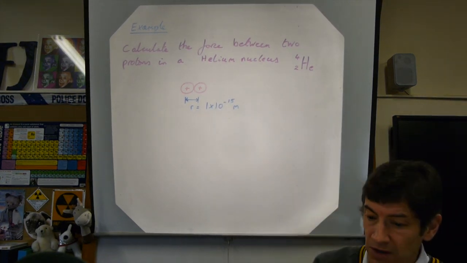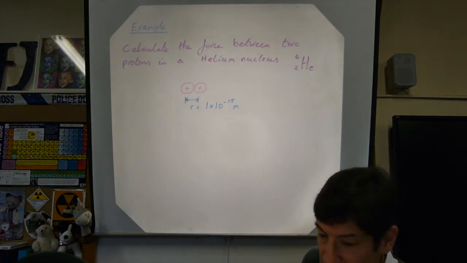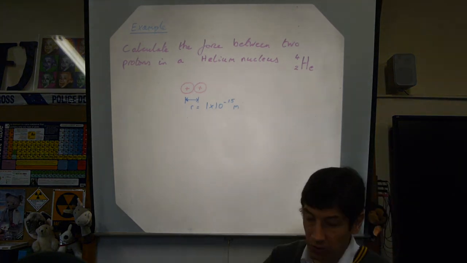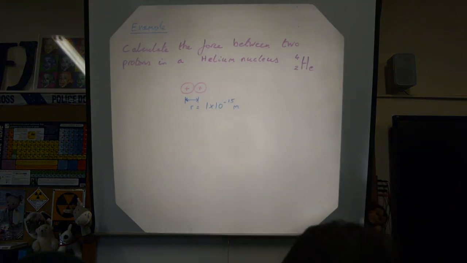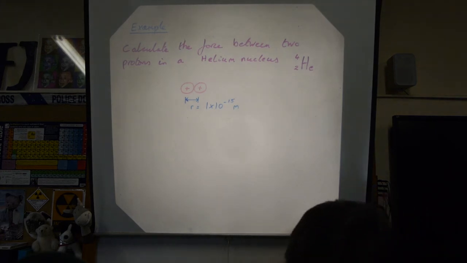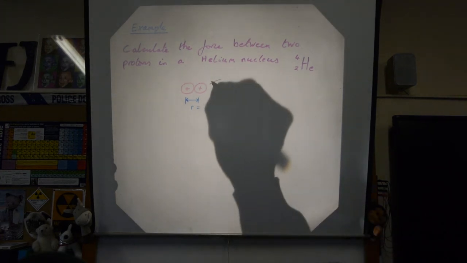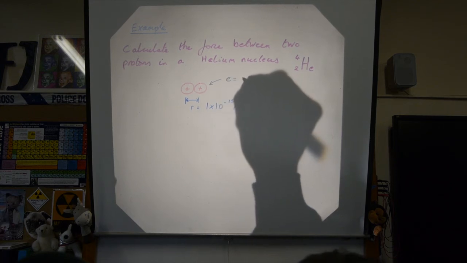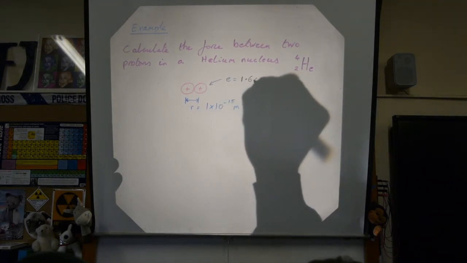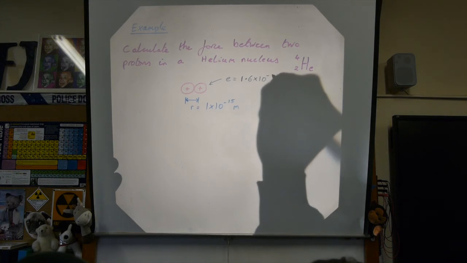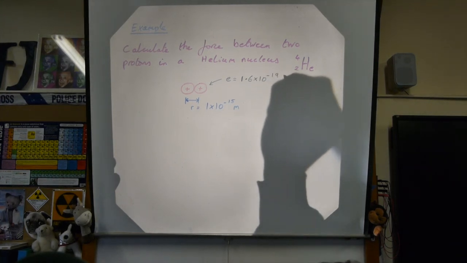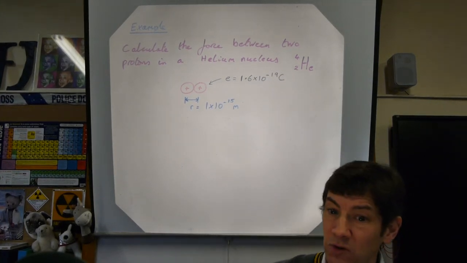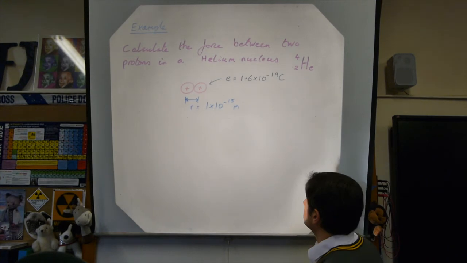So what do we know about the charge on a proton? That proton there, we know it's a proton. The charge on it will be e, the fundamental charge, and that is positive 1.6 times 10 to the minus 19 coulombs. Good that we get all of our units right.